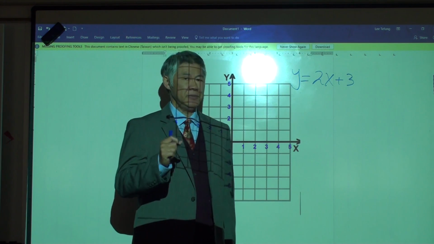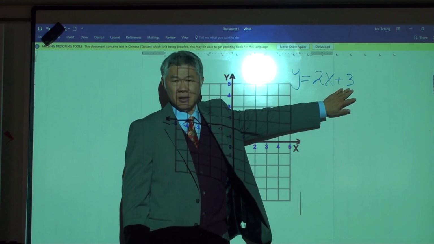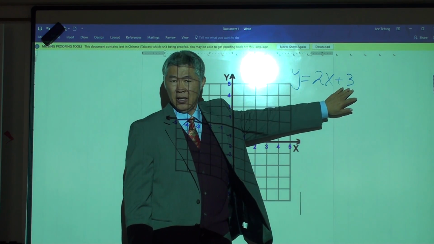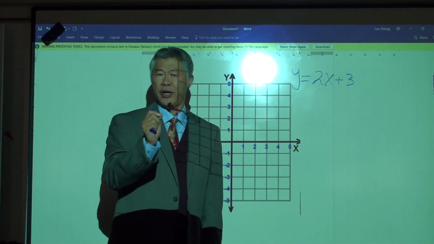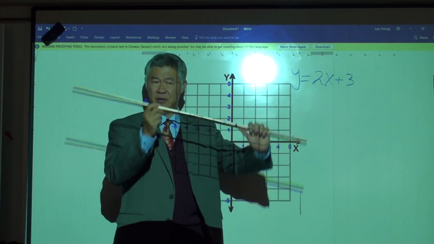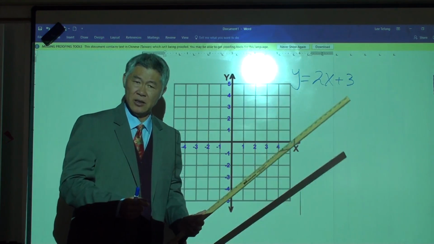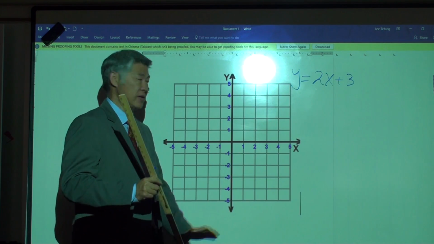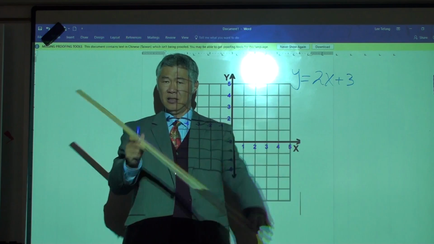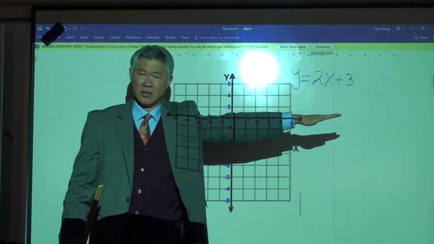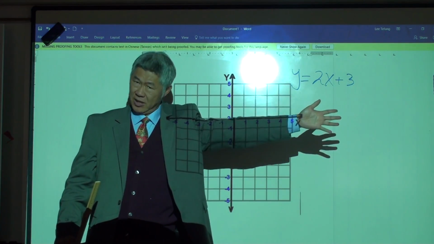If you look at the name, slope-intercept form, this number represents the y-intercept. That means that is the point where your graph, a line, will intersect with the y-axis. This is the y, this is the x. Y, x. Y, x. Make sense?